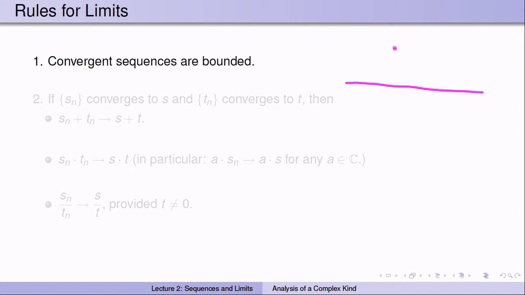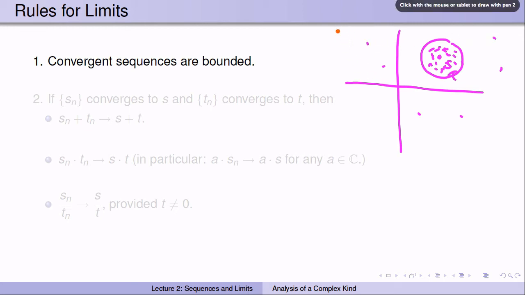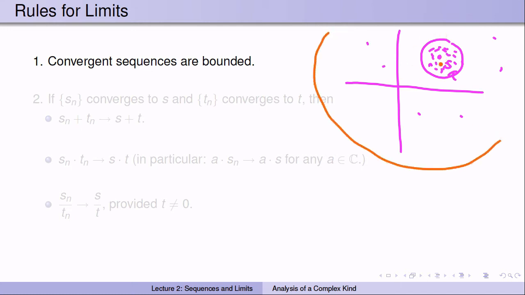Well, here are our coordinate axes, and suppose we have a sequence that converges to some point S. That means for any disk we choose around this point S, eventually the whole remainder of the sequence will lie inside the disk of radius S. So only a few elements of that sequence can be outside of the disk of radius S. And there's only finitely many, so there's one largest one, and we can just pick a disk that's large enough to contain all of these finitely many elements plus the disk around the point S, and that disk then shows us that the sequence is bounded.